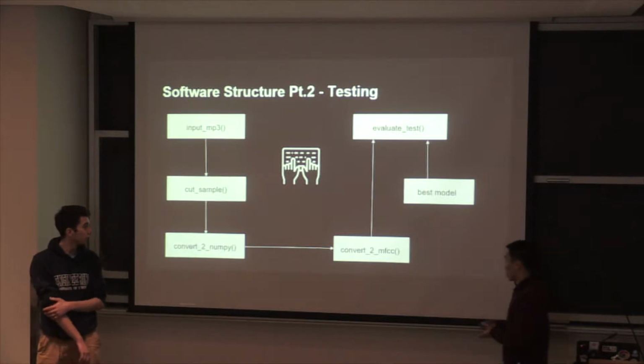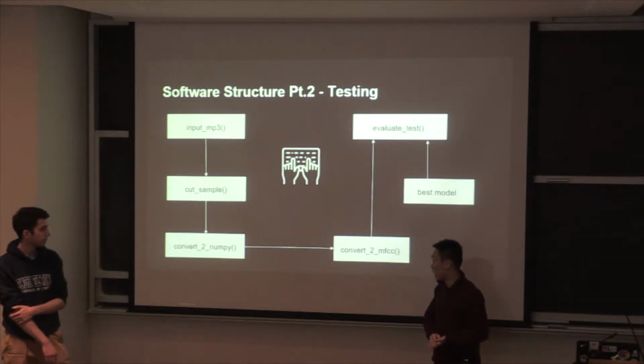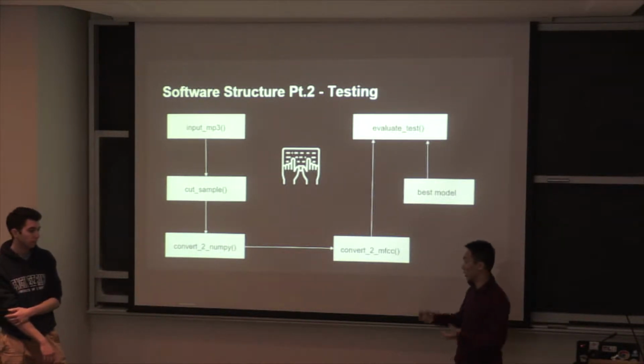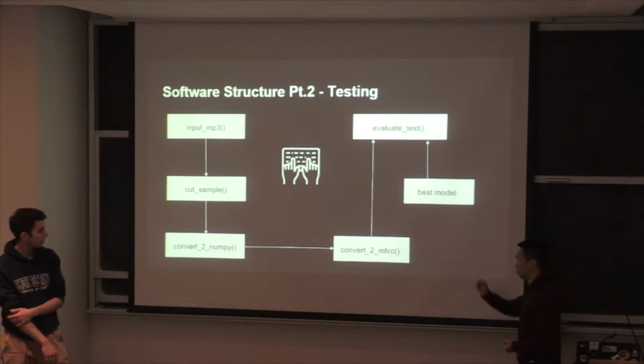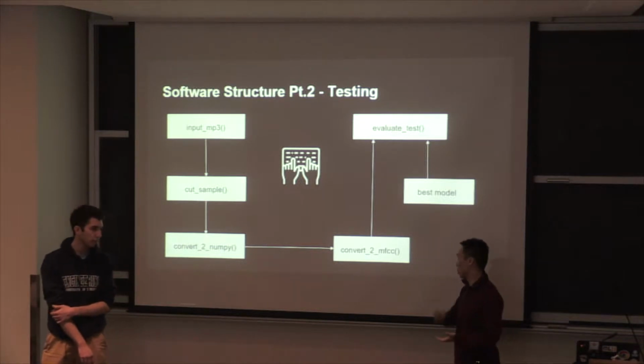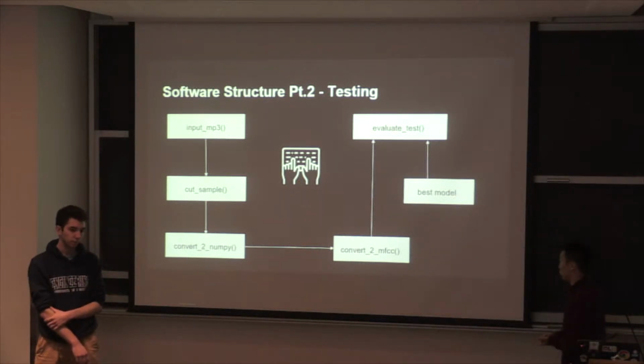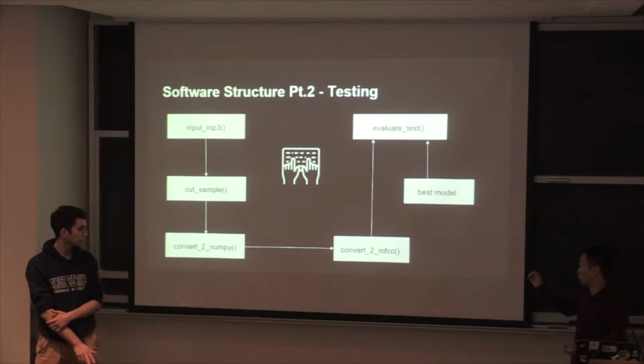And then for our testing part, again, we take an MP3 file from an external source. We cut it into a 10-second sample so it's compatible with our software. We convert it to a NumPy array, convert it to MFCC coefficients, and evaluate it using our best model to output the predictions.